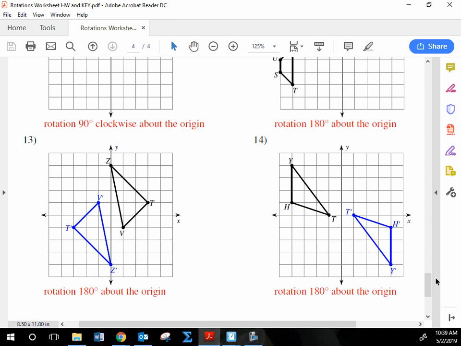You could have said rotation 270 degrees counterclockwise. You could have said just rotation 270 because our default is counterclockwise. You could have said rotation negative 90. And then these other ones aren't very exciting because they're 180. Doesn't matter which direction, negative or positive, it's 180. Easy.